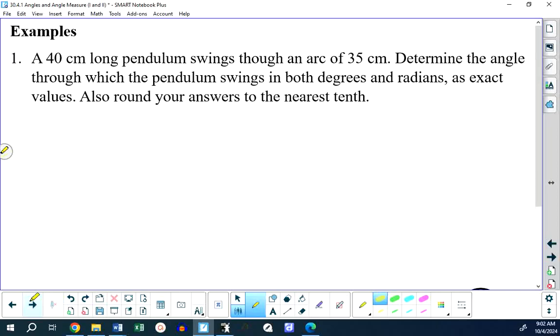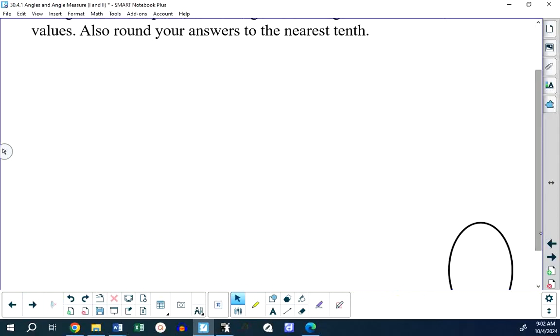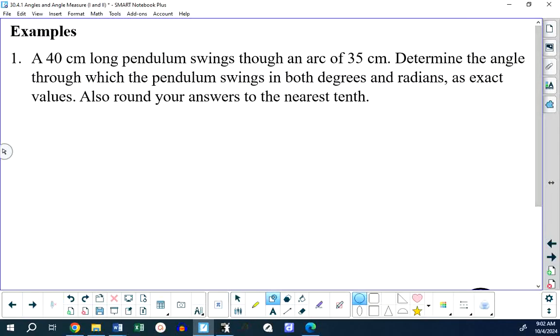So when you have a pendulum, what you're dealing with is some kind of mass that's attached to a string and it swings. So if it's just hanging straight down, I'm going to make this a little bit smaller. If it's just hanging straight down, nothing's happening.